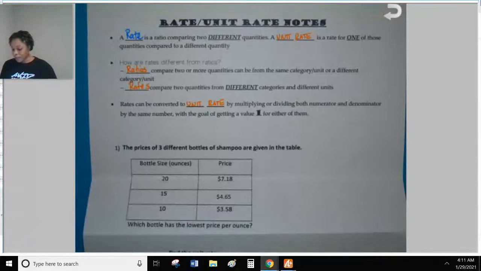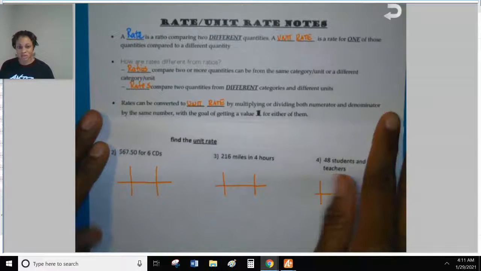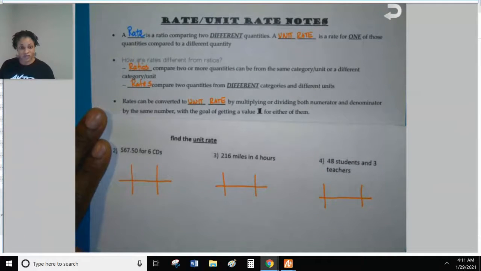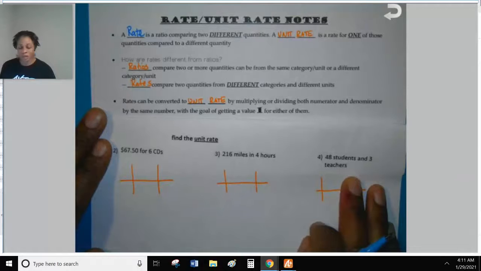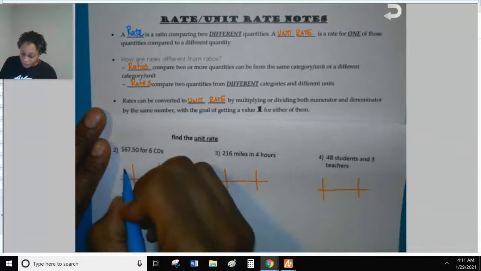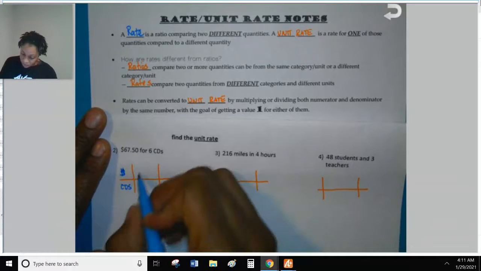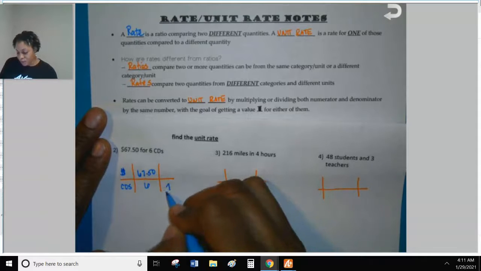So we want to look at a few problems, the rates and the unit rates, and just practice these skills again because they're so important, and practice our H charts. So I have $67.50 for 6 CDs, okay? $67.50 for 6 CDs. That's the rate, okay? Remember, anytime we're talking about money, money goes on top, and we're going to put CDs on the bottom. I paid $67.50 for 6. I want to find the unit rate.